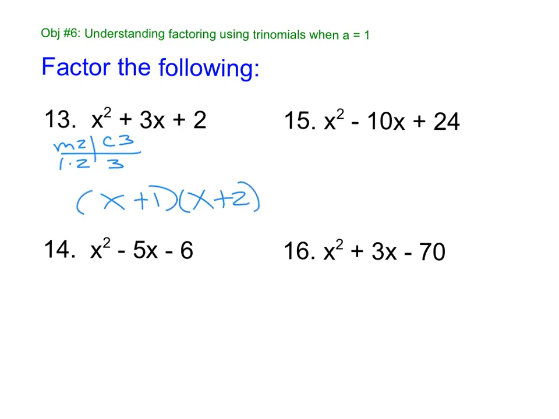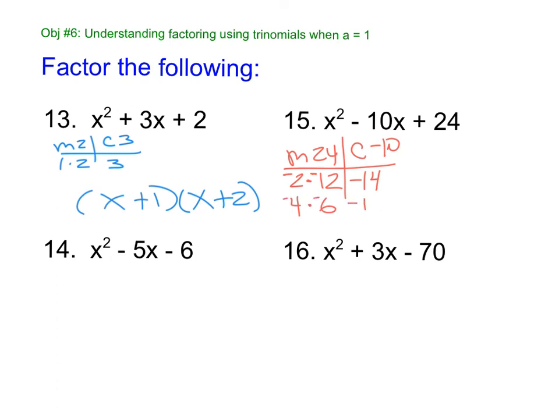Number 15, we are multiplying to 24 and combining to negative 10. Now this one's a little tricky. So a lot of kids tell me it's 2 and 12. Here's the problem. What do the signs have to be? For us to multiply to a positive, combine to a negative, do those add up to negative 10? No, they add up to negative 14. So the answer is actually 4 and 6.